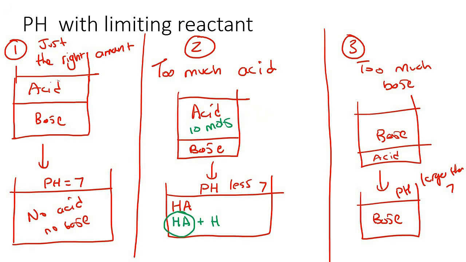So it's not the original acid amount, it's the leftover amount. That leftover amount is going to go react with surrounding water, and we're going to produce H3O+ and A-, for example. And this is the part that causes the pH to go down.